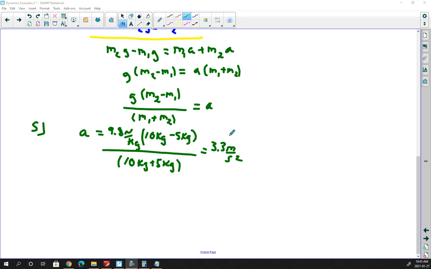Okay here. So I've plugged in all the numbers. Notice in this method, when we drop the vector notation, we've talked about this a few times, right? All the substitution is positive, and I hope you got an answer of 3.3 meters per second squared. I hope that's what you got.